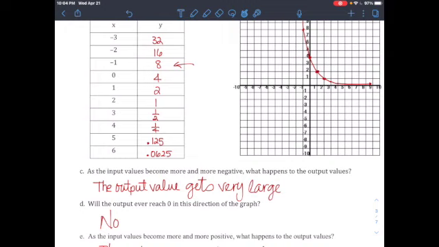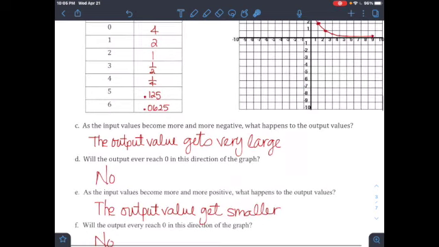to the ones above. As the input value becomes more and more negative, the input value getting very negative, so that's going this direction, going negative. What happened? Well, the value of the output gets very big, very large. Would the output ever reach 0 in this direction? Would it ever go down to here? No. So therefore, it's D.